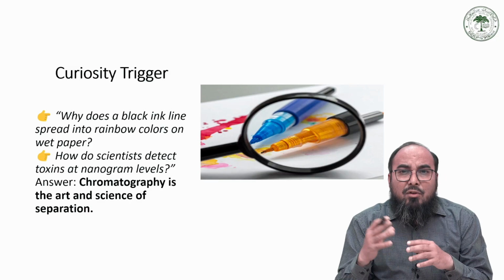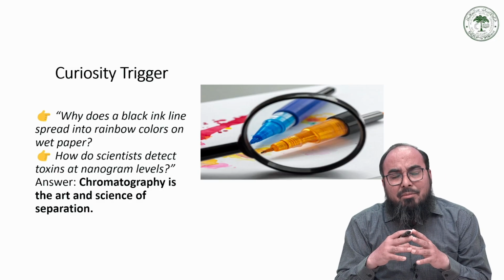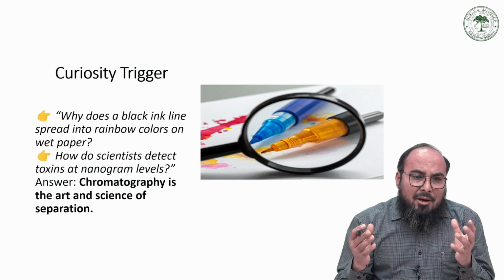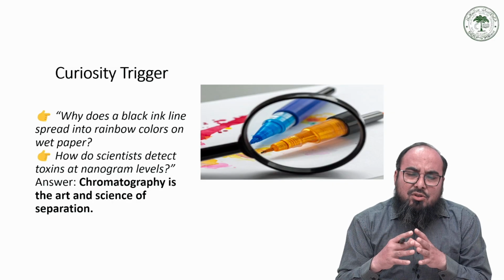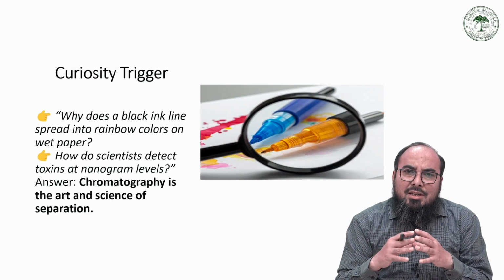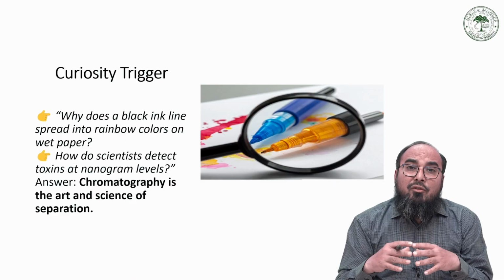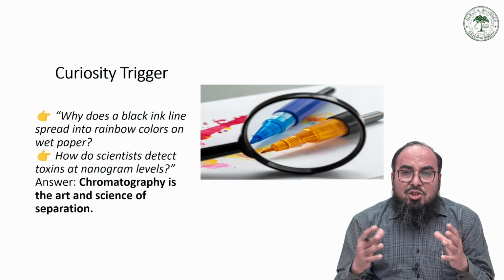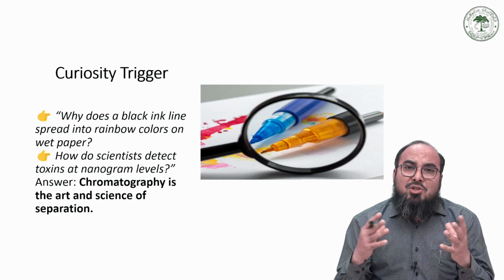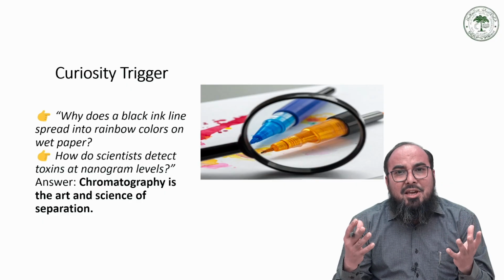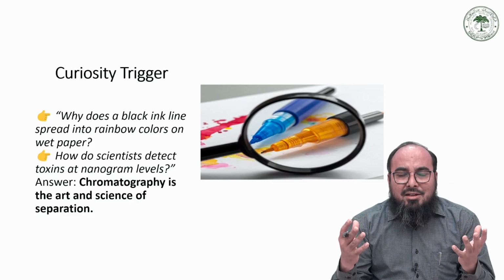Similarly, have you ever wondered how scientists are able to detect very small quantities of a particular constituent in a given sample, sometimes up to a level of nanogram, sometimes up to a level of femtogram? The answer to these two intriguing questions is the same. That is, chromatography is the answer.